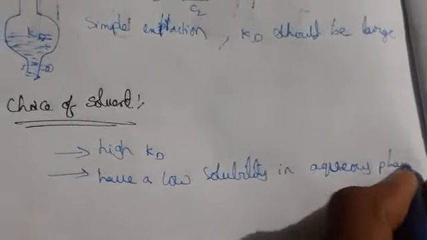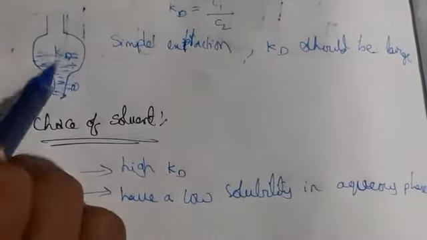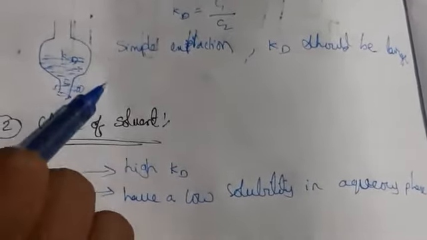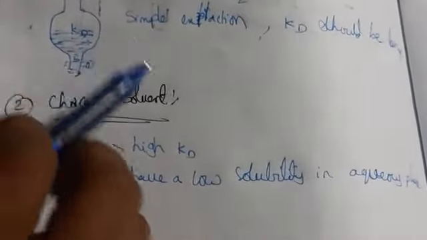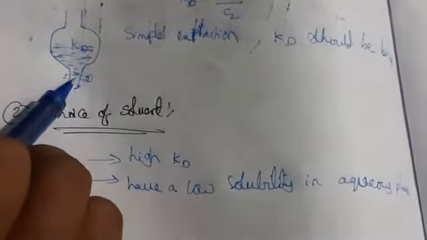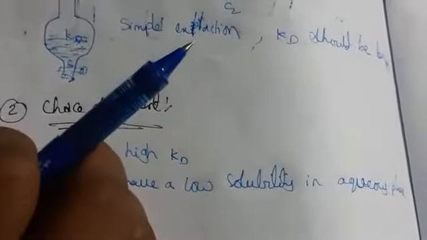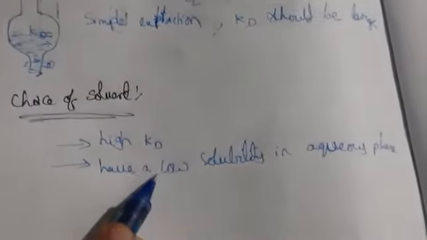Generally, in a separating funnel we have two layers. One is the organic layer, and the other is the aqueous layer. The lower part we call aqueous, and the upper part we call the organic layer. So when you add a solvent, what should happen? It should not dissolve; only a very small quantity should dissolve in the water. That is what we are speaking about.